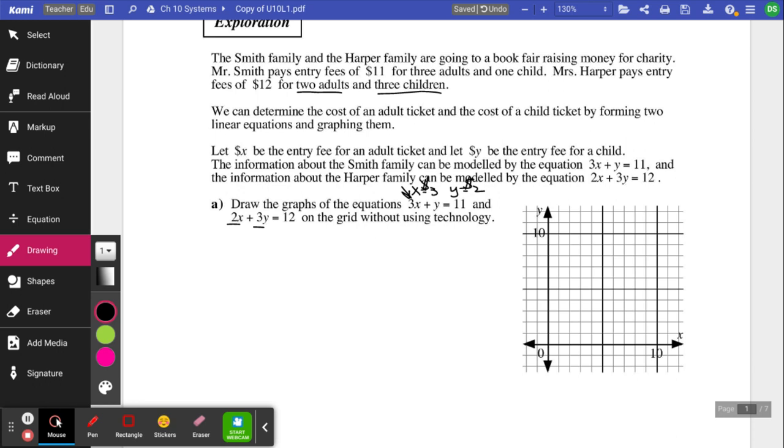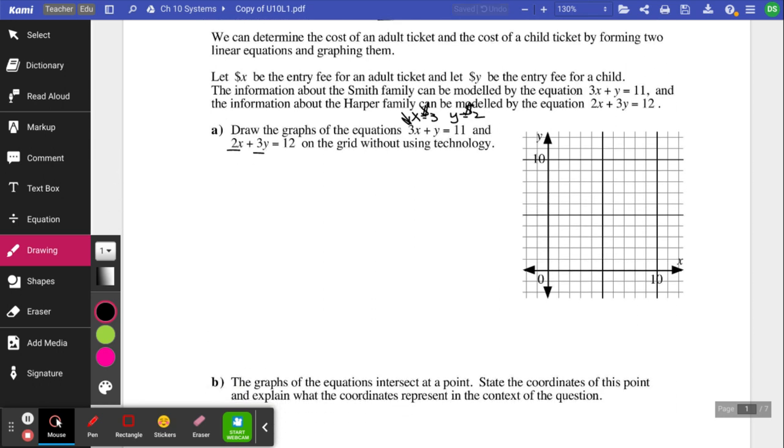Now, how can we do that without just guessing and checking and knowing? Just like Danielle's going, how would I get that? Okay, so let me show you how you can do this, without technology, but with graphing it.